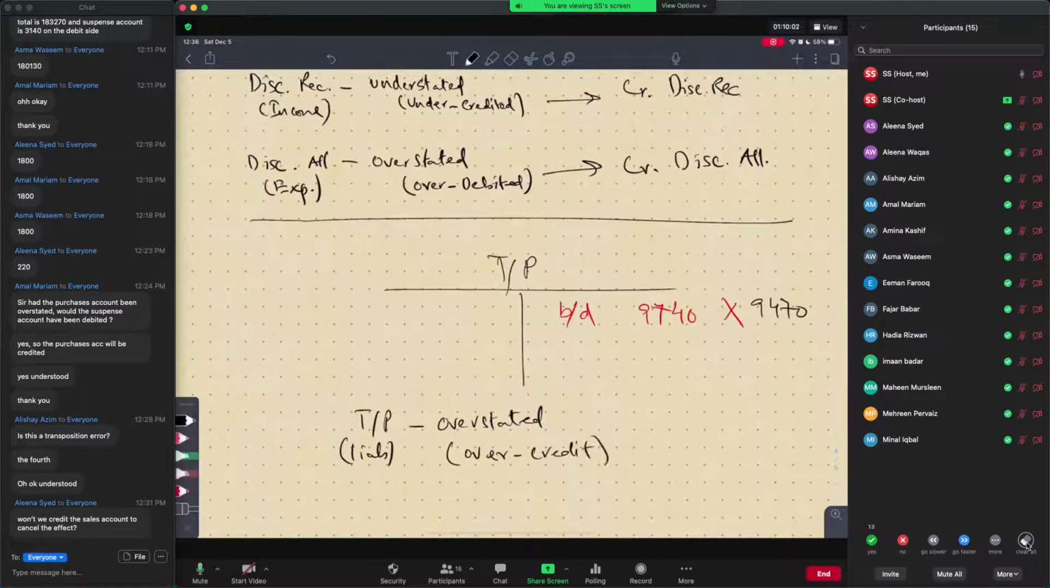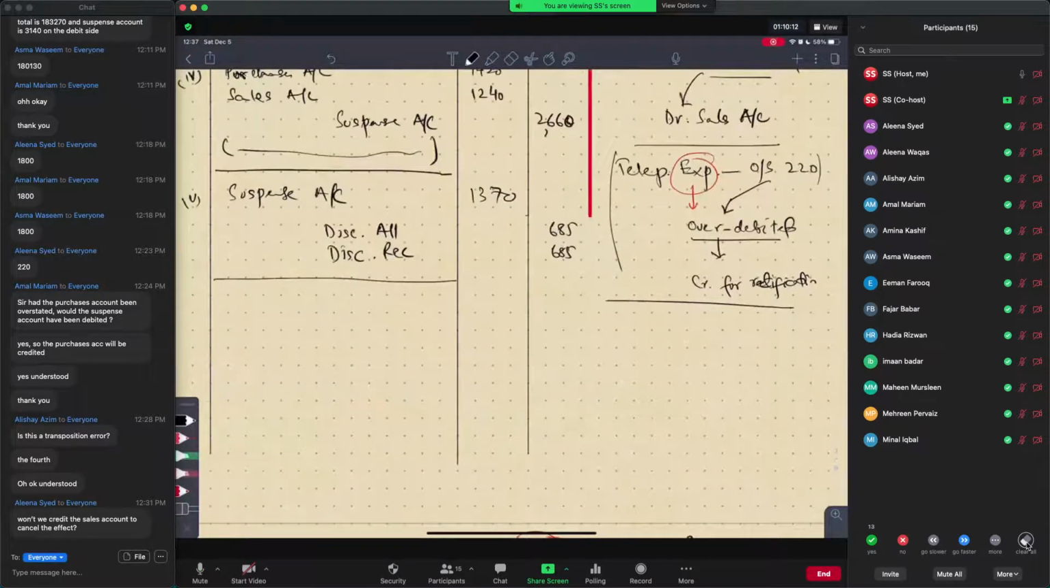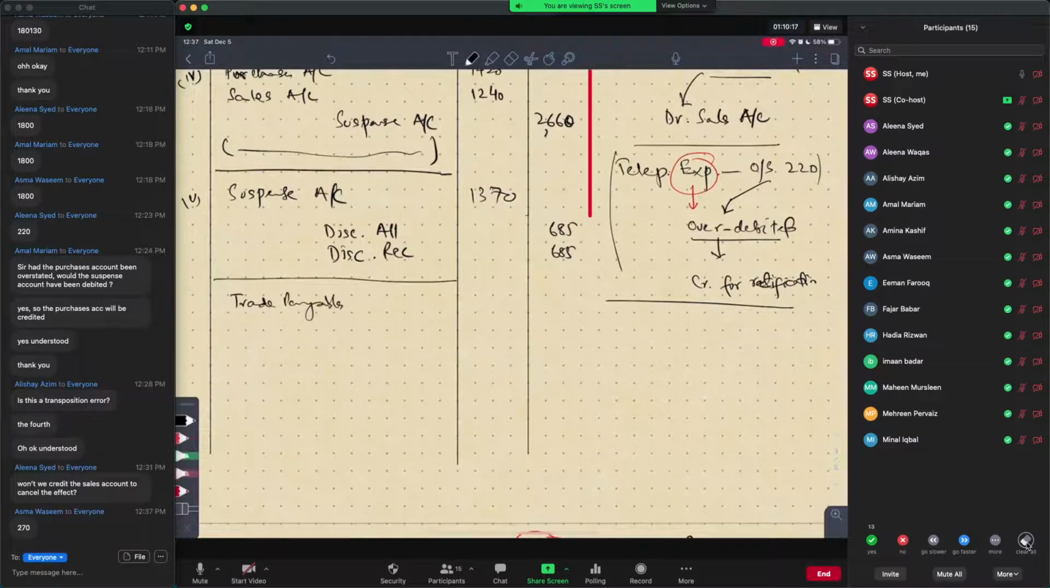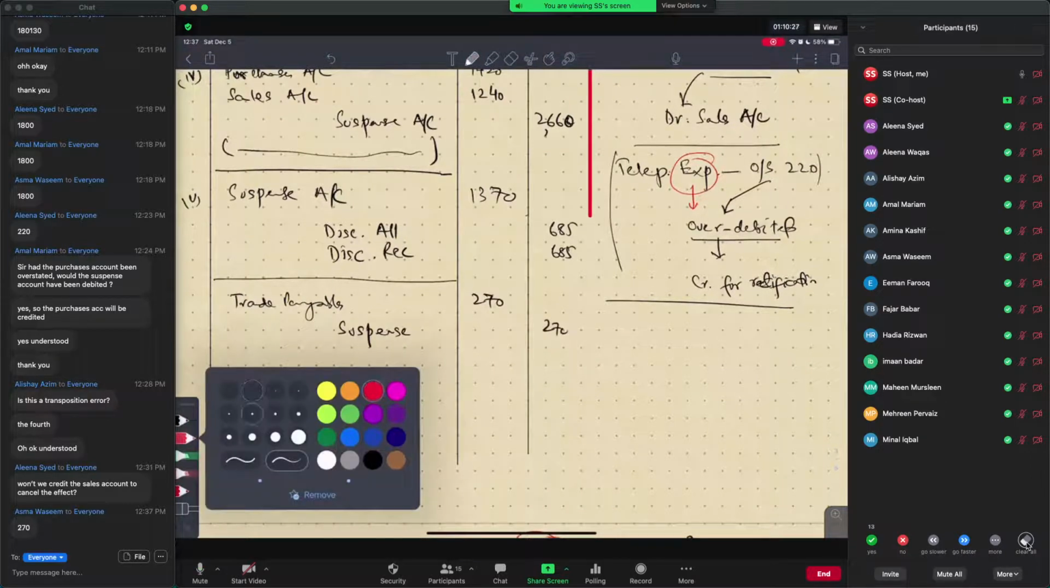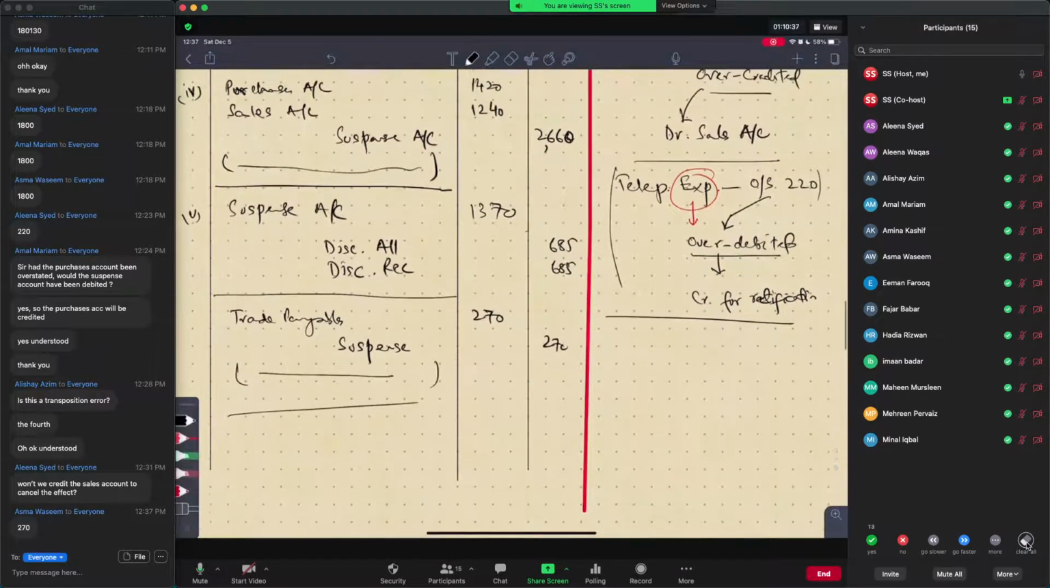So in order to rectify, we are going to debit the trade payables account, and there is no other account involved. So what is the difference between the two values? 270. Trade payables 270 debit, and then the vacuum is created on the credit side, and suspense account does its usual role here, right? I will share the notes with you after the class, don't worry. And then we write the narrative here, and that's how the rectification entries are done.